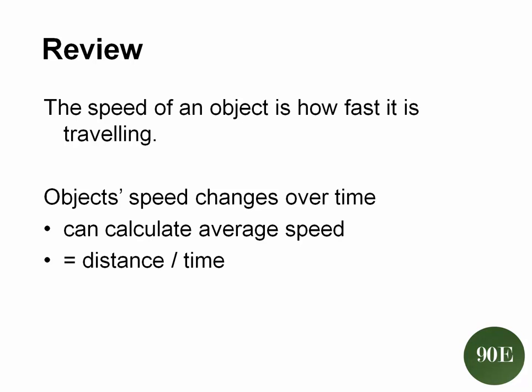So just to review, the speed of an object is how fast it's travelling at any one point in time. Because objects will change their speed over time, we tend to calculate the average speed of a journey. And that's calculated using this equation here, distance travelled divided by time taken.